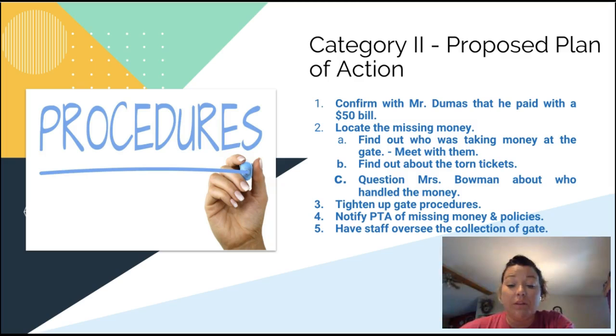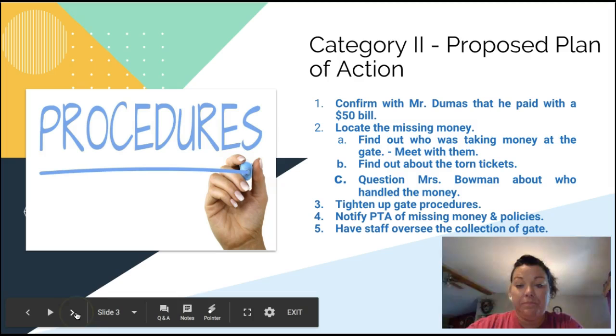I would probably notify the Booster Club and PTA that there was some money missing. It's unclear who, what, when, where, why, but that we're tightening up our procedures and our policies, and those will be expected to be followed. The other thing I would probably do is have a trusted staff member or rotate the staff members through overseeing the collection of monies from gates at events.